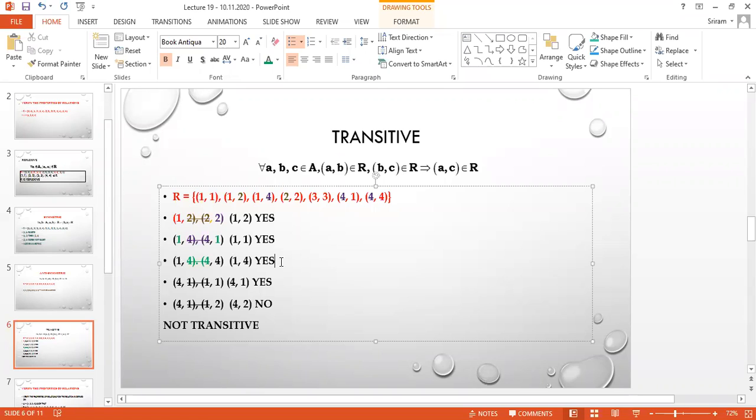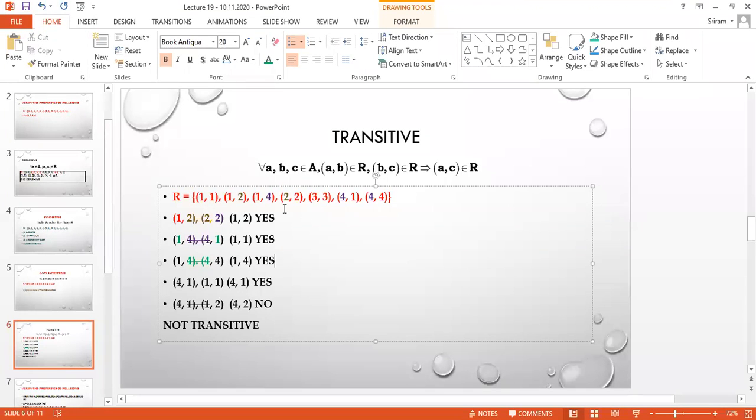If it is yes, you have to take all the pairs. If it is no, you can finish immediately. No means you can write the answer as not the correct answer. This is not transitive. The property is not satisfied. You can say directly the property is not satisfied.